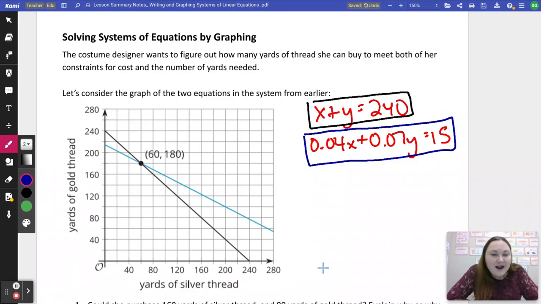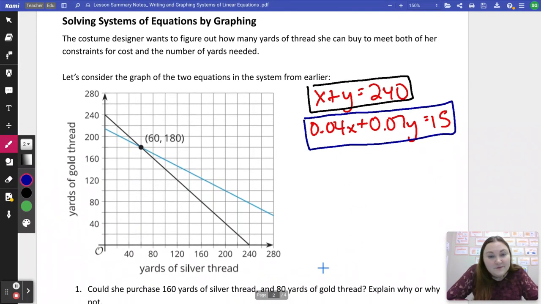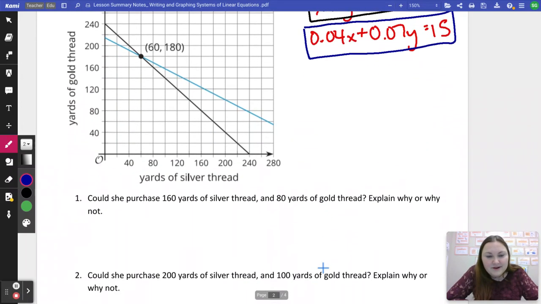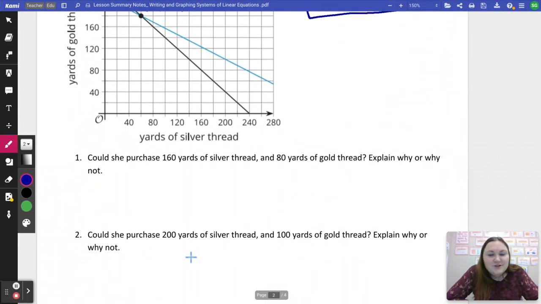So we've got this graph here representing those two equations in our system from earlier about the costume designer. And I've got a couple questions for you to consider. You can consider them just using the information from earlier or using this graph. My first two questions are these. The first one is, could she purchase 160 yards of silver thread and 80 yards of gold thread? And like many things in this class, be prepared to explain why or why not.